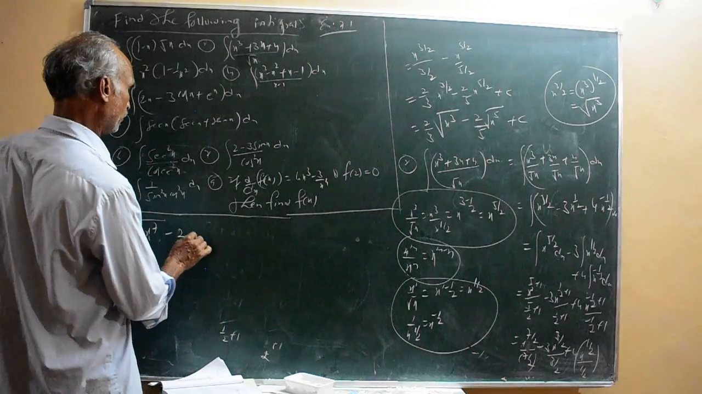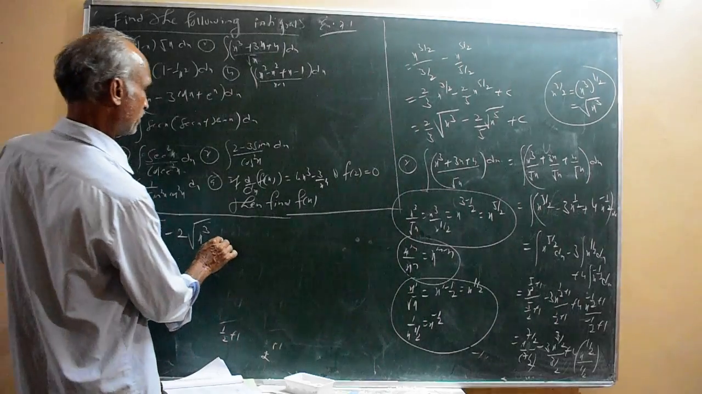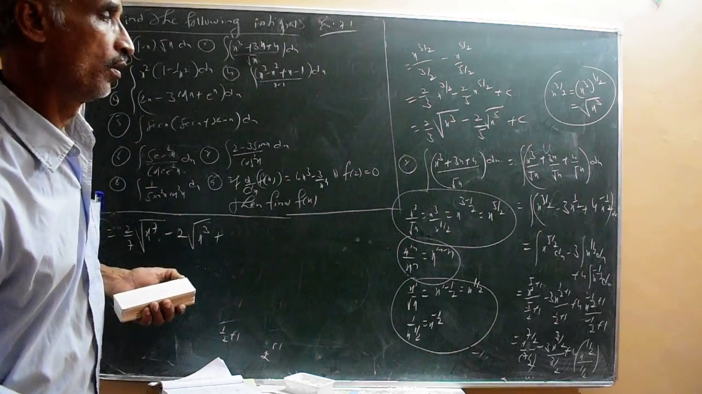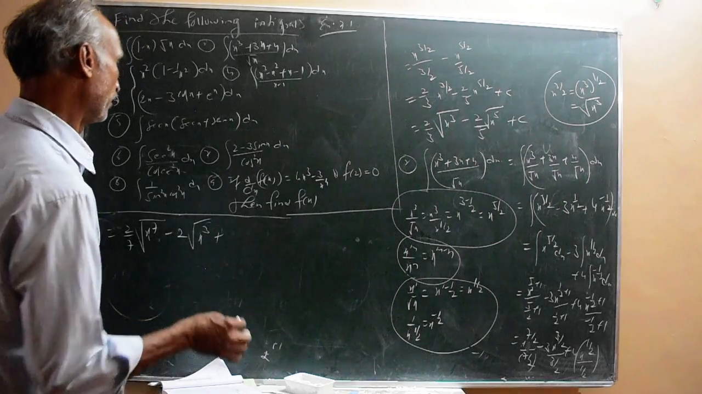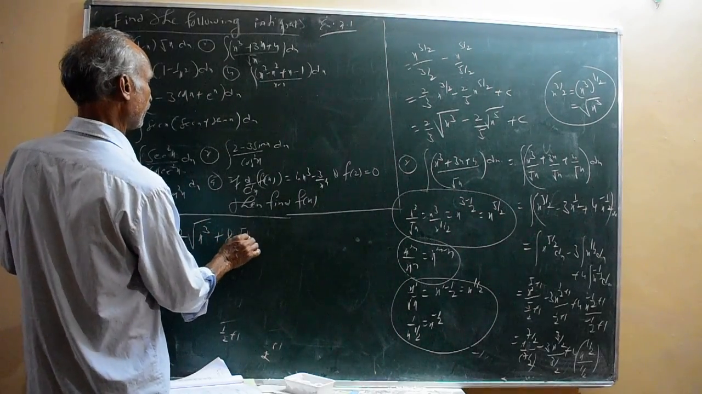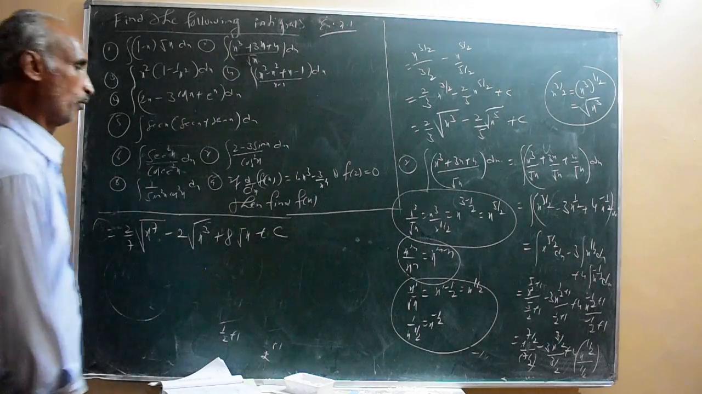x raised to 3 by 2 means square root of x cube, plus 4 into 1 by 2. 1 by 2 multiplied by 4 gives 2 by 1. 4 into 2, 8. 8 into x raised to half means square root of x. Finally, put one square root.